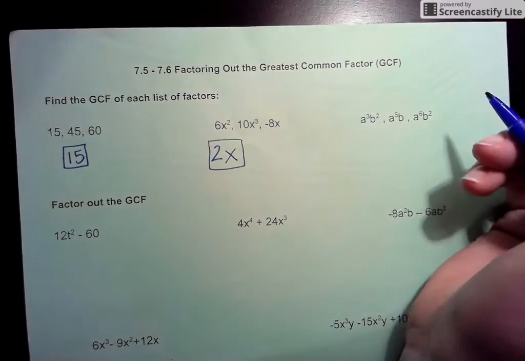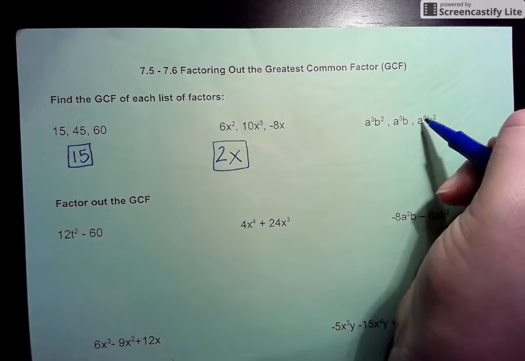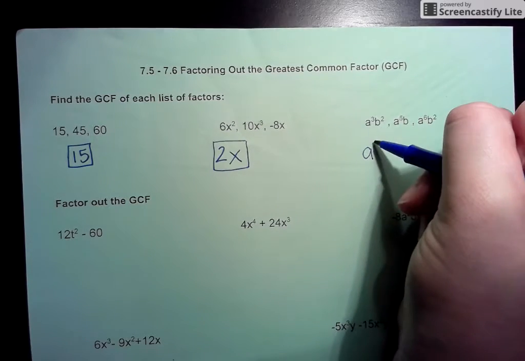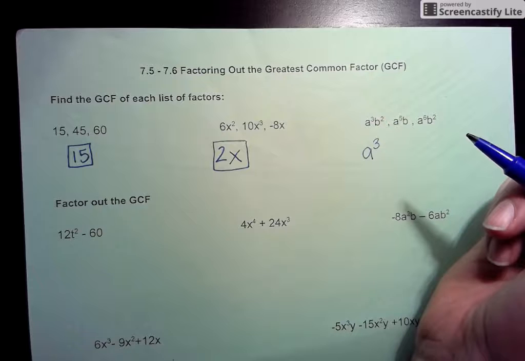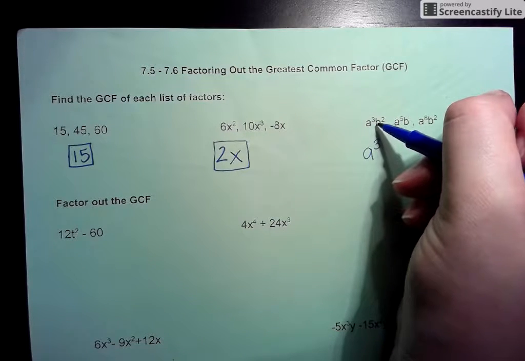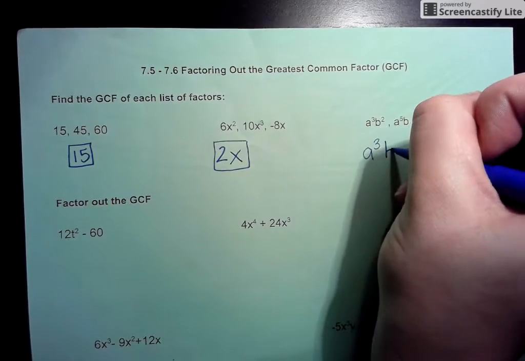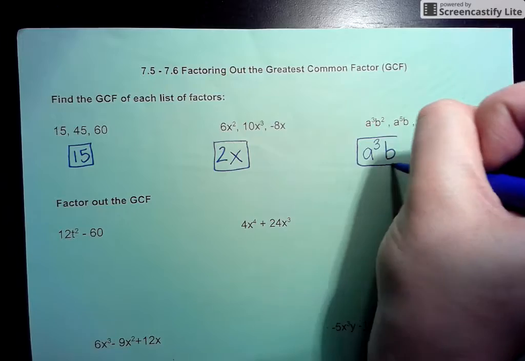Now the GCF here is that I have 3 A's here, 5, and 6. So the most that I can take out of all of them is a to the third power. With this one, I have 2, 1, and 2. So the most that I can take out is b. So that would be my greatest common factor.